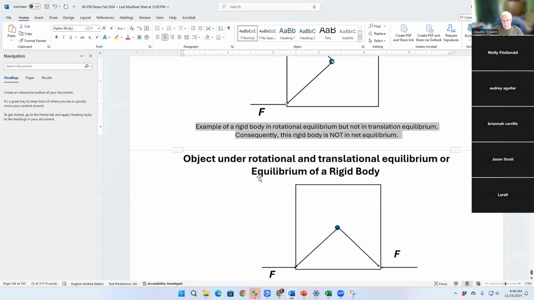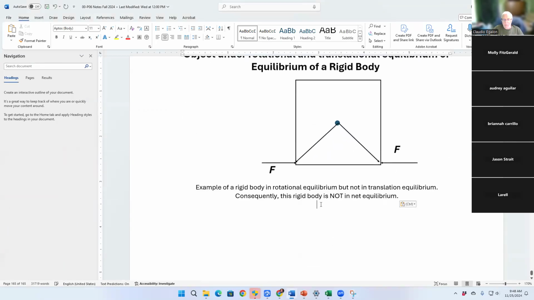Example of a rigid body simultaneously in rotational and translational equilibrium. Yes, I'm gonna put it as net equilibrium.